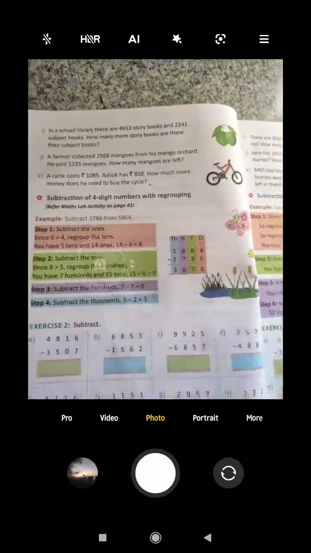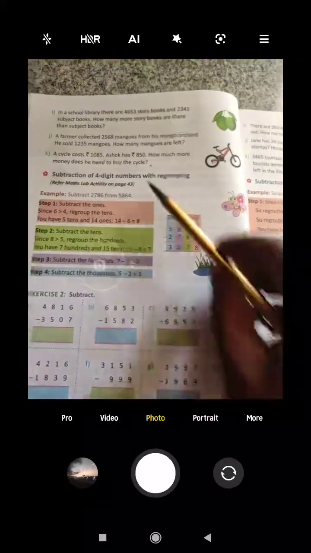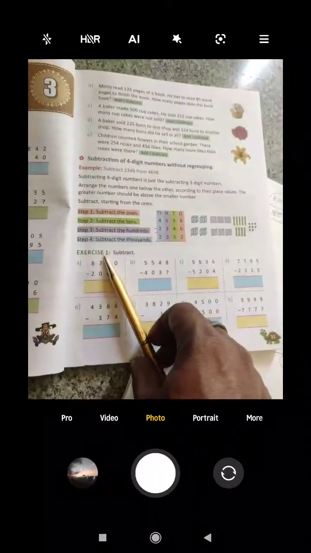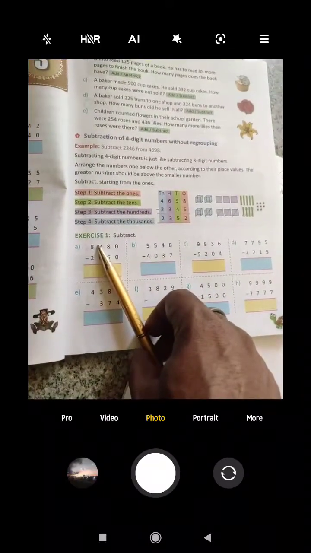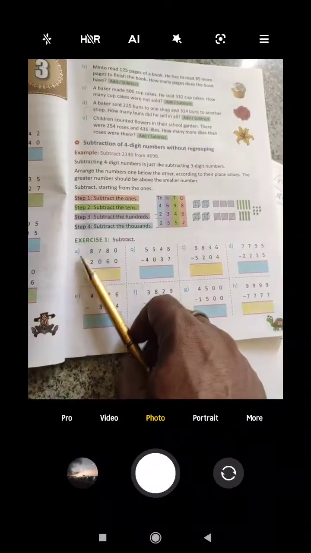So how will you get the answer? Let's do this much. You put it right for all of this. I suppose you people can do this because the rules are the same for subtraction of all digits.